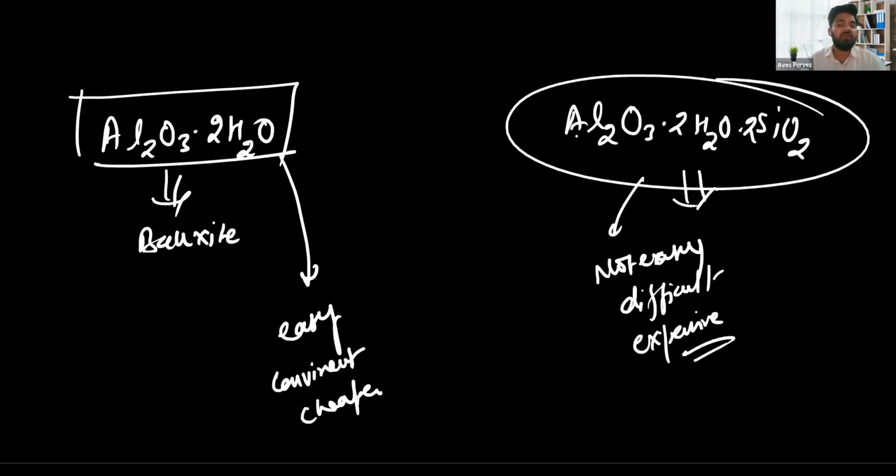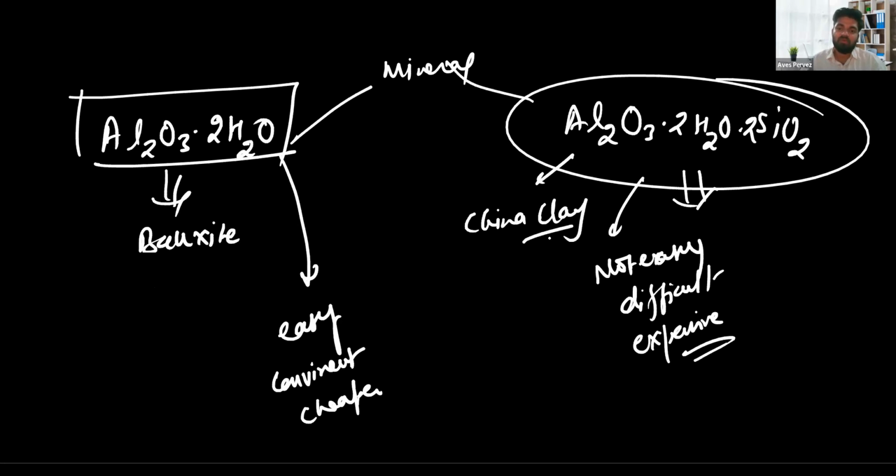Both are going to have aluminium. So which do you think is an ore? Both are minerals, but which is an ore? Bauxite is an ore, or is it China clay? Yes, bauxite is an ore. So both are minerals, and those minerals from which you can extract metals easily, conveniently, in a cheaper way, we will simply say are considered an ore.